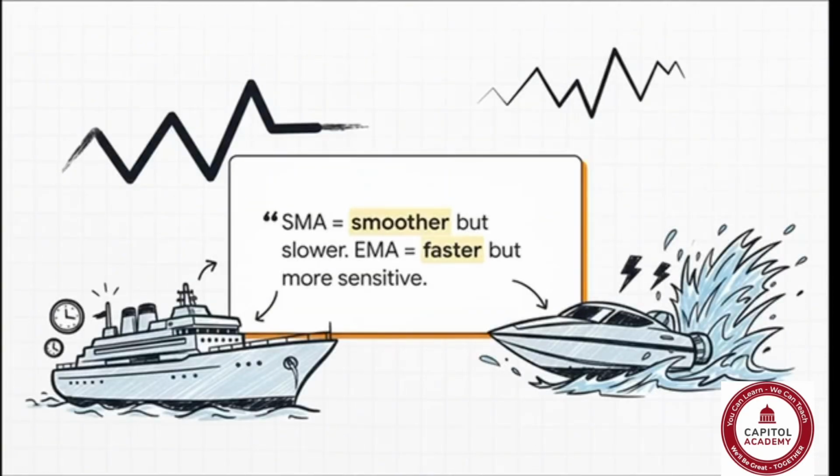Look, if you remember just one thing from all this, let it be this. SMA is smoother but slower. EMA is faster but more sensitive. Think of the SMA as a giant steady cargo ship. It gives you a stable view of the long journey. The EMA is a nimble speedboat, reacting instantly to every single wave.